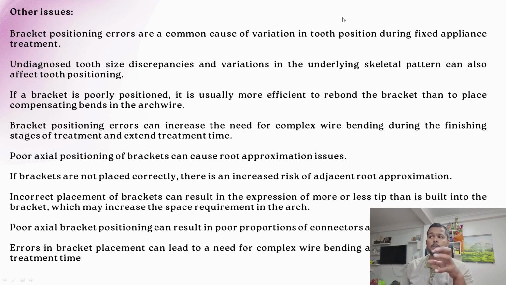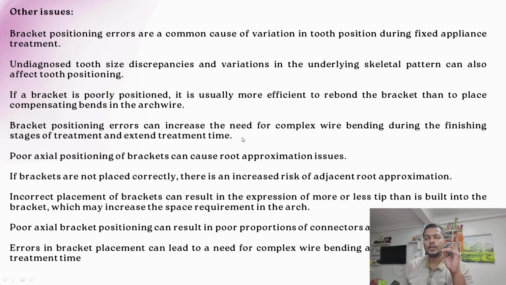Other issues: bracket positioning errors are also a common cause of variation in tooth positioning during fixed appliance treatment. Undiagnosed tooth size discrepancy and variations in the underlying skeletal pattern can also affect tooth positioning. If a bracket is poorly positioned, it is usually more efficient to rebond the bracket. So don't be lazy to take off the bracket and rebond, rather than placing compensating bends in the arch wire. If you don't want to rebond the bracket, you have to do the wire bending. Bracket positioning error can increase the need for complex wire bending during the finishing stages of treatment and extend the treatment time. Poor axial positioning of the bracket can cause root approximation issues.